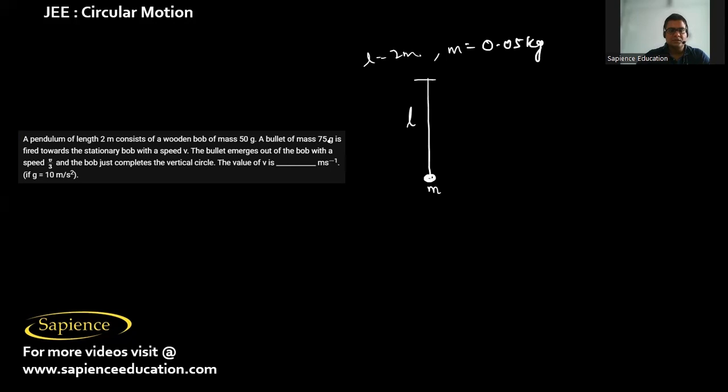And a bullet is there of mass 75 gram. A bullet of mass 75 gram, it means that is 0.075 kg. Its mass is, let's say, capital M.